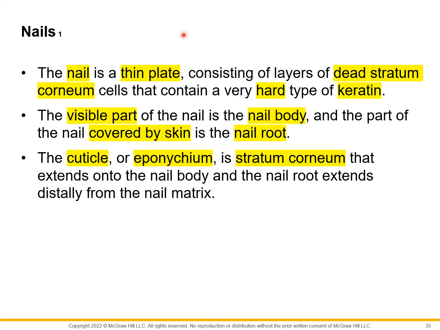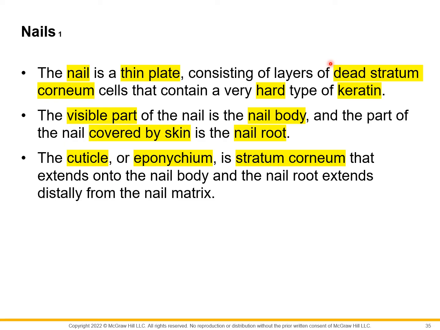Let's now talk about the next accessory structure for our integumentary system, and that is our nails. The nail is a thin plate that is made up of dead stratum corneum plus a very hard type of keratin. Okay, so ulitin natin, ang nails natin ay gawa sa stratum corneum. The cells of our stratum corneum are also the same cells that could be found on our nails. Pero yun nga po, it has been reinforced with more and harder structures of keratin.